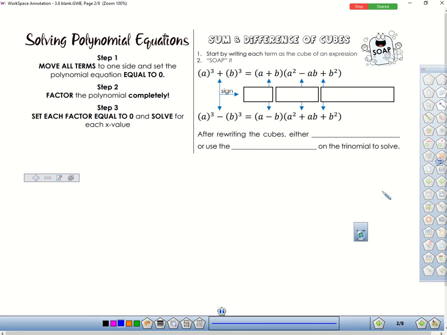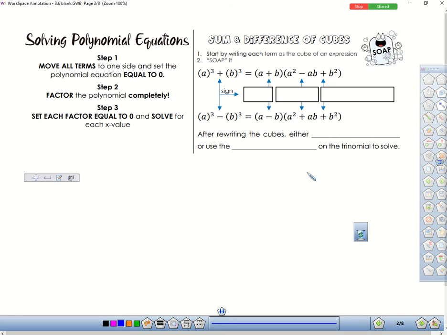Okay, so solving polynomial equations. Step 1 is to move all terms to one side and set the polynomial equation equal to 0. Step 2 is to factor the polynomial completely. And step 3 is to set each factor equal to 0 and solve for each x value.